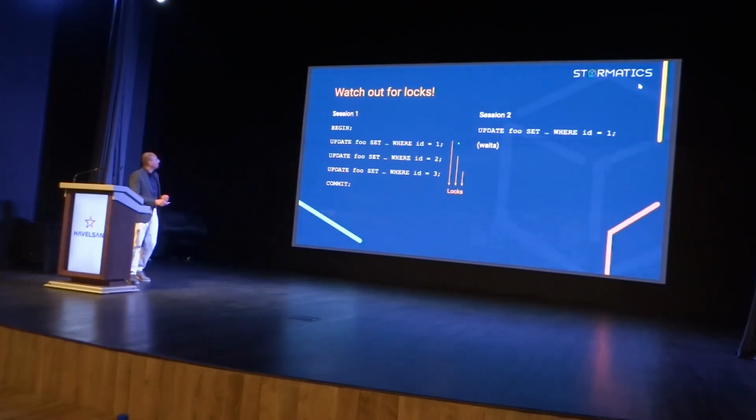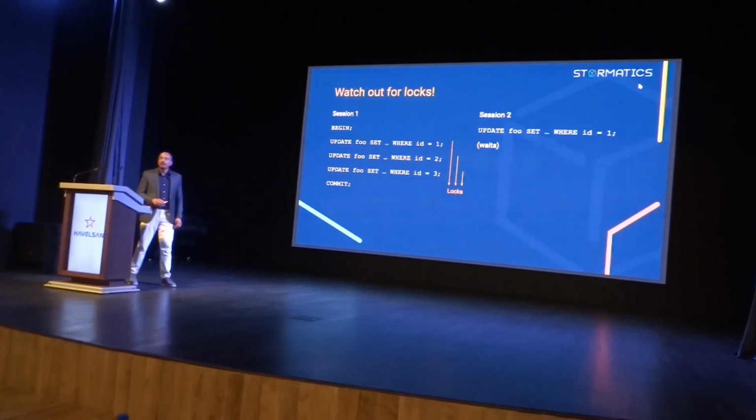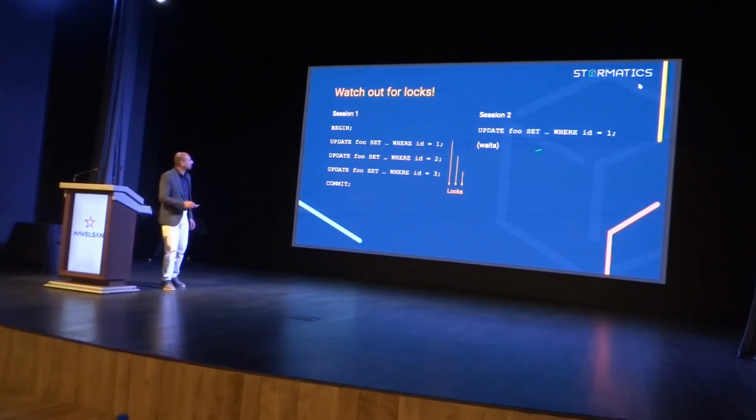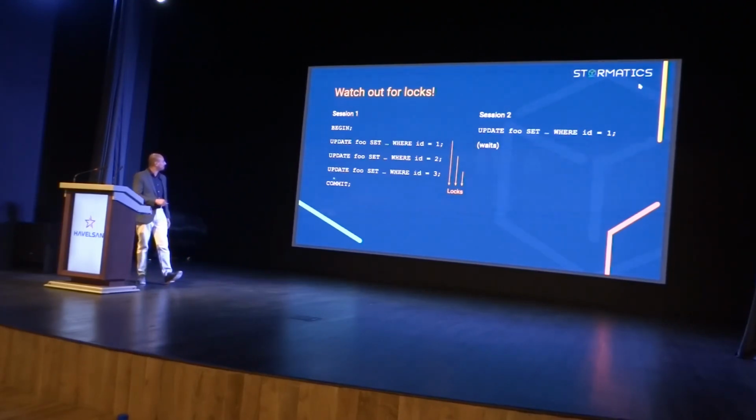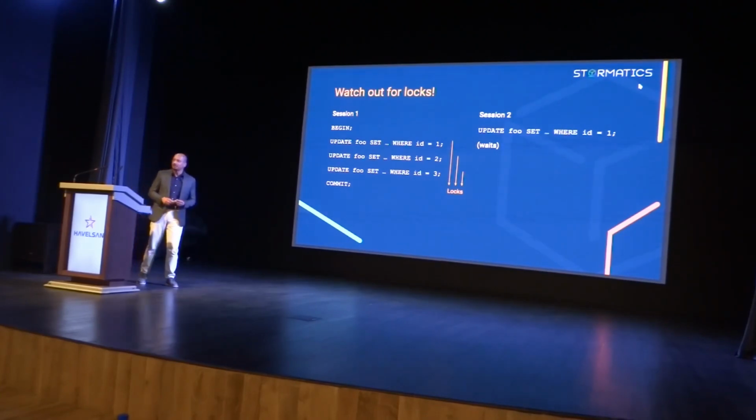Now, from this point till this point right here, where this is committed, ID 1 is going to be locked. If there is another session that is trying to update the same row, it could be a different column that it's updating, but if it's trying to update the same row where ID is 1, it will just end up waiting. It will wait till the commit is executed and the lock is released.